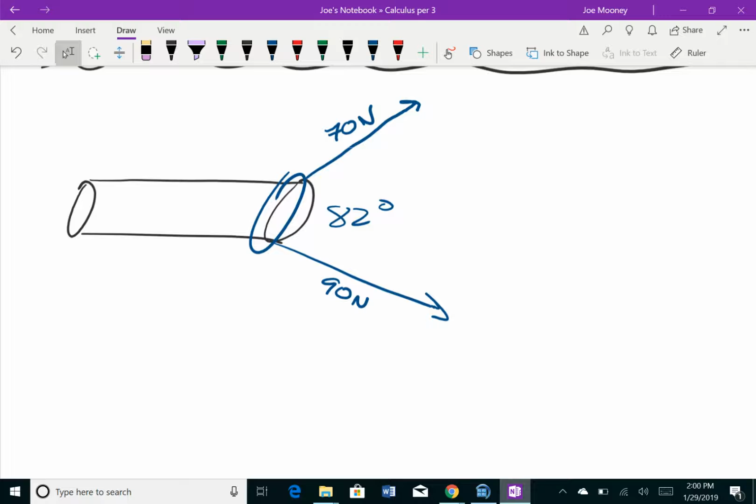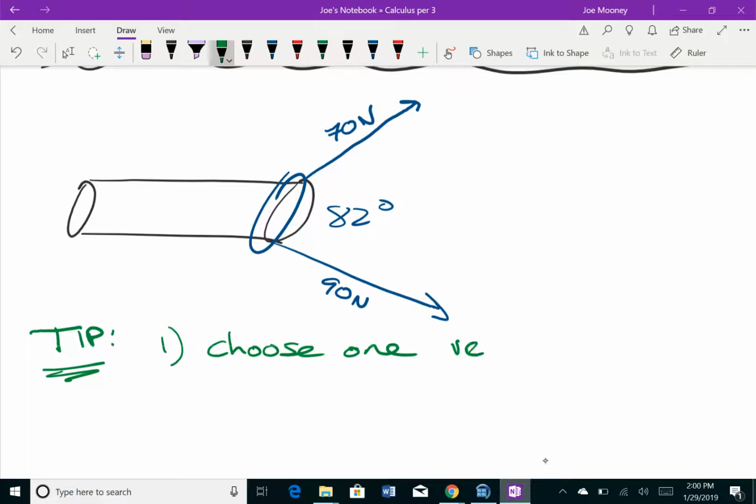So here is the major tip for dealing with this sort of problem. Tip, trick, advice, whatever you want to call it. Let me give it in steps. Step one: choose one of the vectors. I always choose the strongest vector. In this case, the 90 newtons is the strongest vector, so I'll pick that one, but it doesn't matter what you do, as long as you choose one of the vectors.